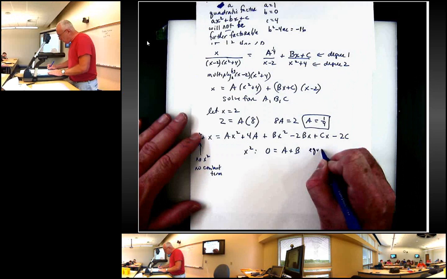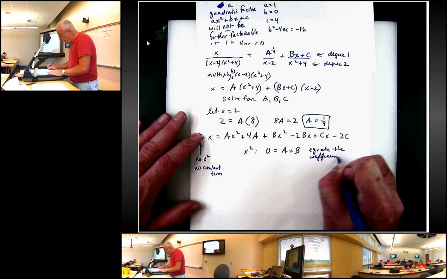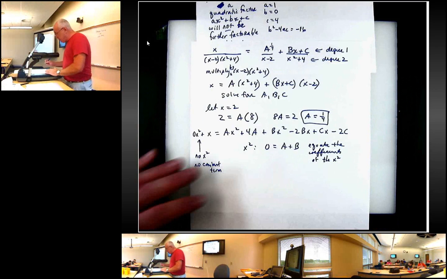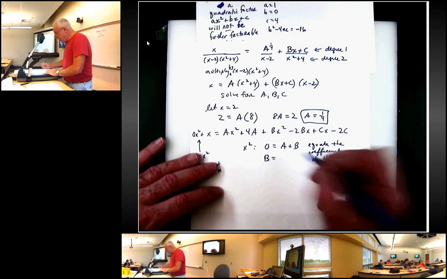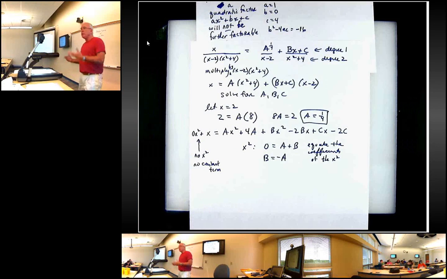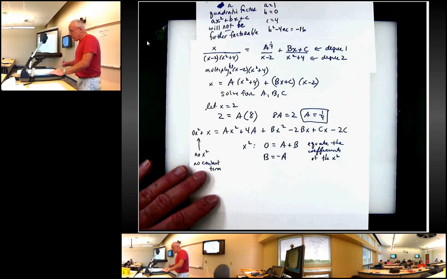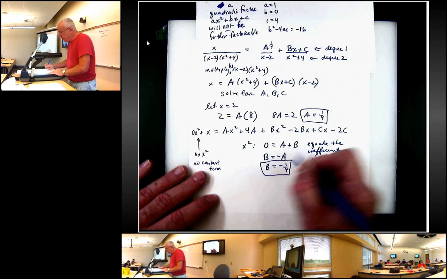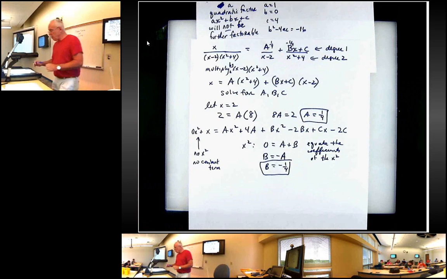Let me write that down. Equate the coefficients of the x squared. All right. So we know that if a plus b is equal to 0, then if I subtract a from both sides, b has to equal negative a. Well, we already found a just a couple minutes ago. A is 1/4, so b is minus 1/4. So we've gotten 2/3 of the way through. We now have b.